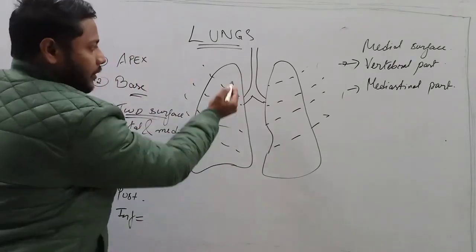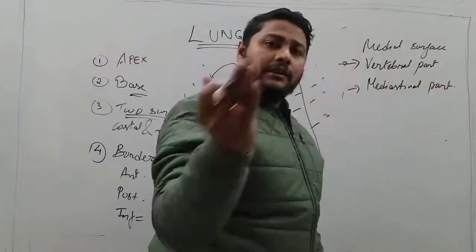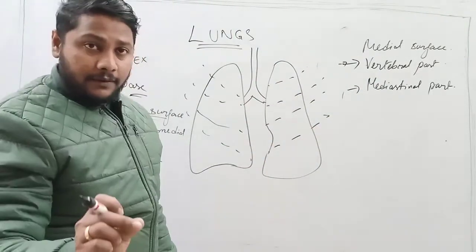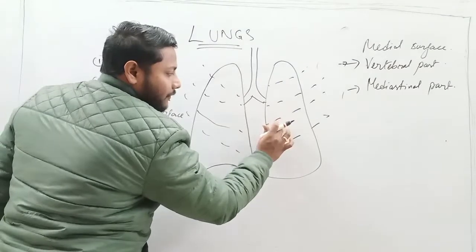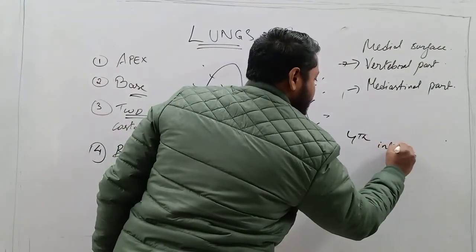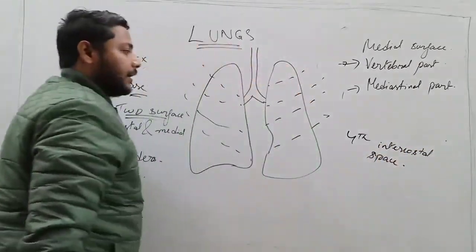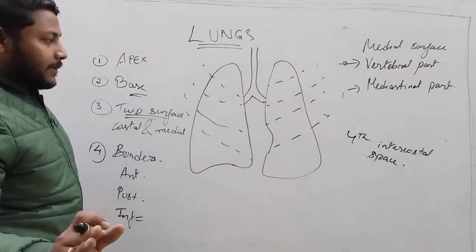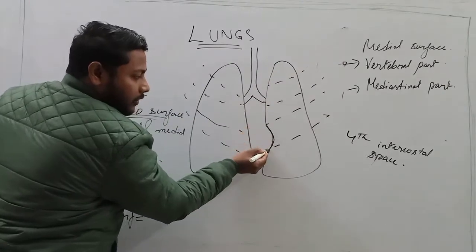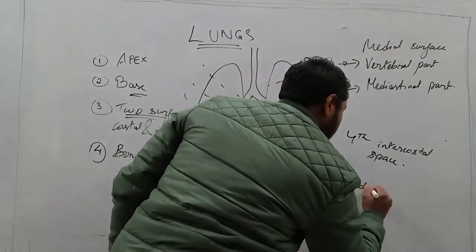We have three borders. We have the anterior border, right? The anterior border is thinner and shorter as compared to the posterior border. The anterior border is straight. However, you can see that in the left lung, at the level of the fourth intercostal space, the anterior border is interrupted by a notch, which is known as the cardiac notch.